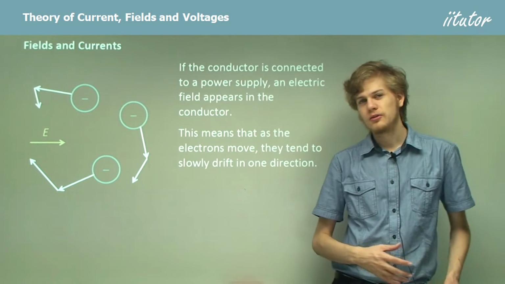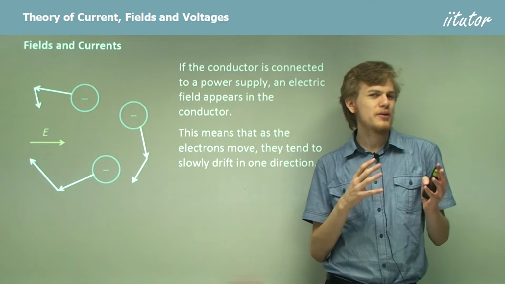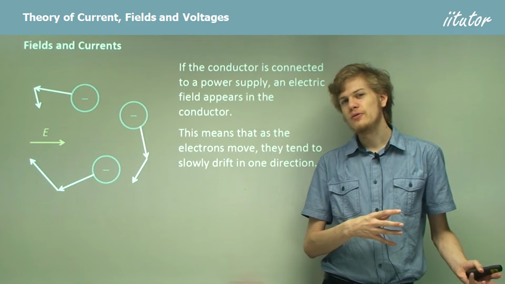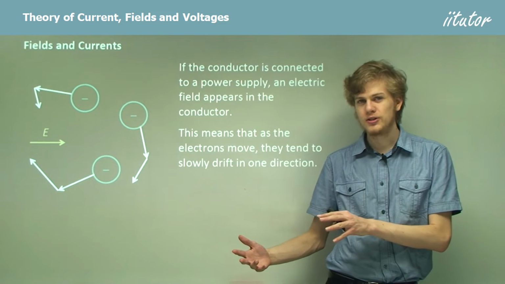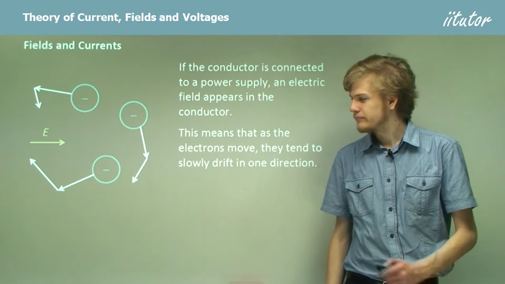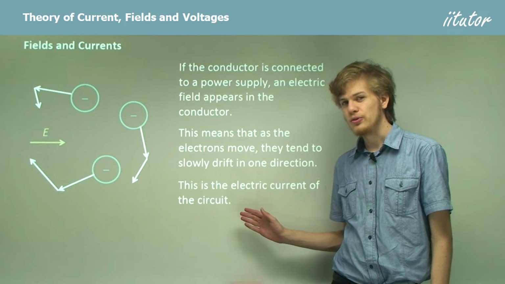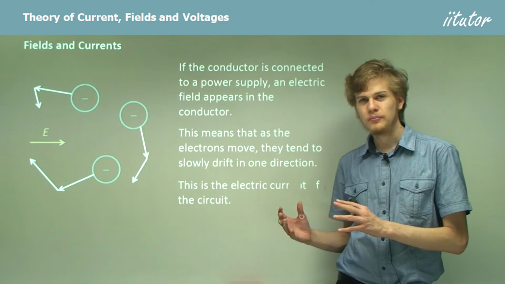That means that for every electron going in one direction, the electron going in the other doesn't quite manage to cancel it out. And so the net movement of electrons is slowly drifting in a particular direction. This is sometimes called the electron drift. And this is the electric current of the circuit, this slow meandering movement of electrons.